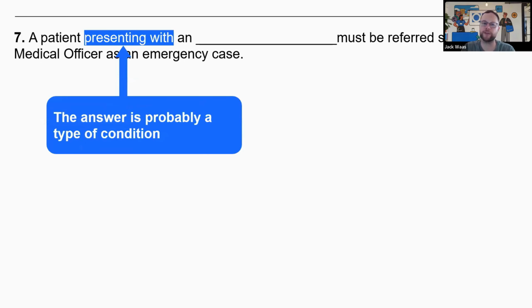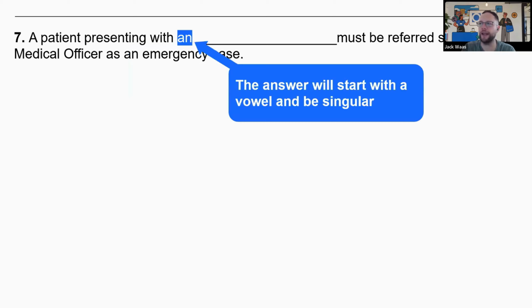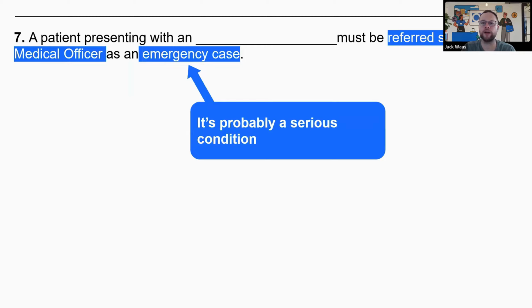First, we have the words "presenting with." So the answer is probably a type of condition, presenting with X. And we have the word "an," so the answer will likely start with a vowel and be singular, because we have "an" there, not "a" or "the." Also, it says medical officer, an emergency case, so this is probably a pretty serious condition, okay?